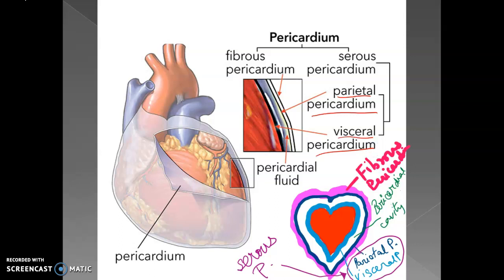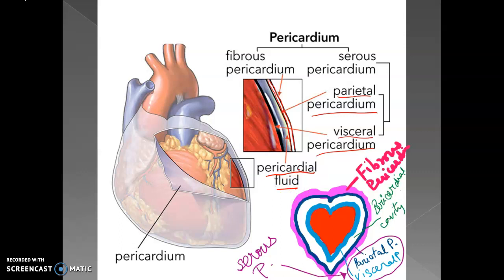So if you look on the right hand side, this is the fibrous pericardium. This is the fibrous pericardium. Okay. Deep to that, the black line is parietal pericardium, and then the layer that's touching the red heart itself is the visceral pericardium, and in between you have pericardial fluid.